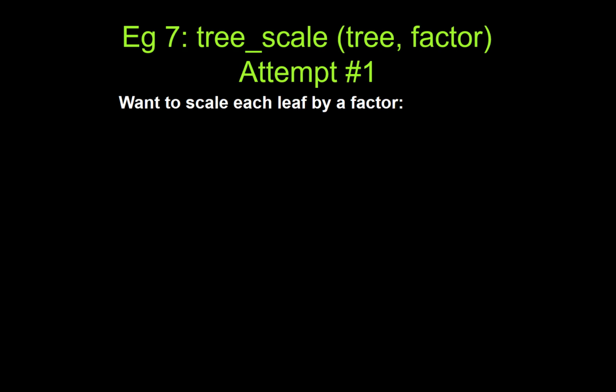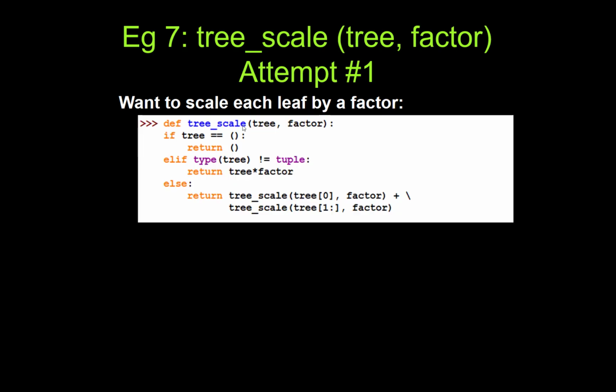Here's our first attempt. So you define tree_scale tree by a factor. If the tree is empty, you return empty. Otherwise, if the tree is a leaf, you return the tree times the factor. If both cases are not true, then you return recursively the tree_scale working on the first child, concatenated with the result of working on the rest of the children.